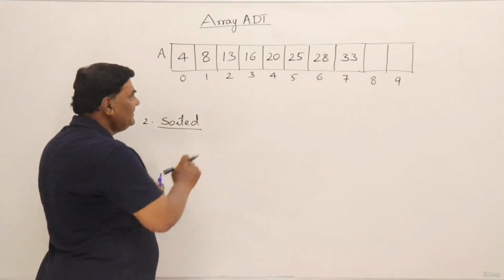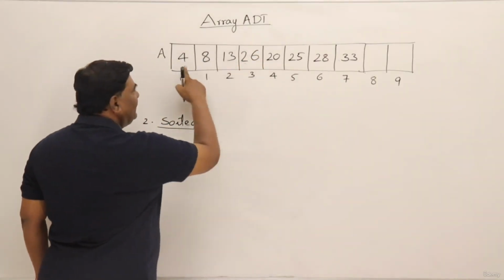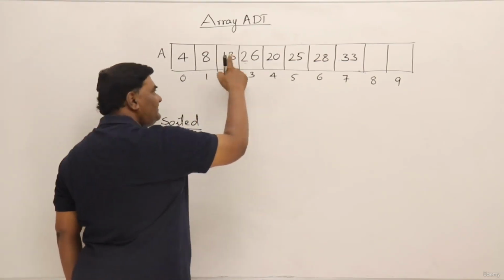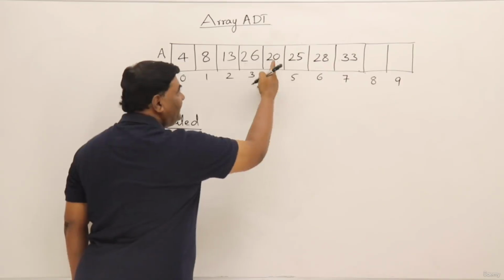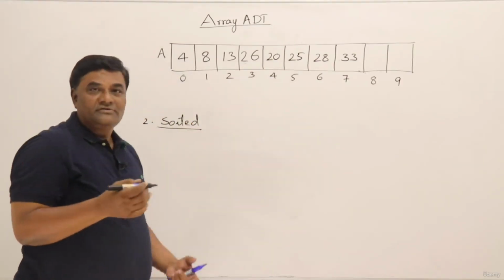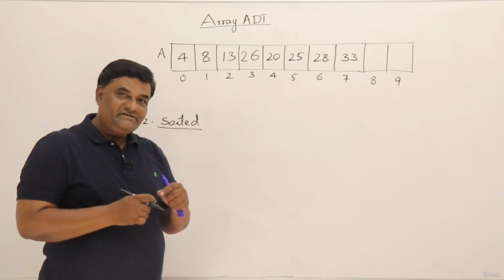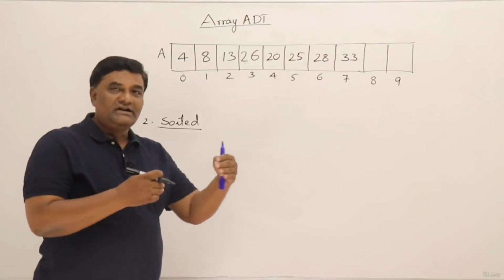Suppose here I have 26. Then 4 is smaller than 8, 8 is smaller than 13, 13 is smaller than 26. Yes, up to here is correct. 26 is smaller than 20? No, wrong. So it means the list is not sorted. So the procedure is to check the current number with the next number. If it is smaller, go on continuing.